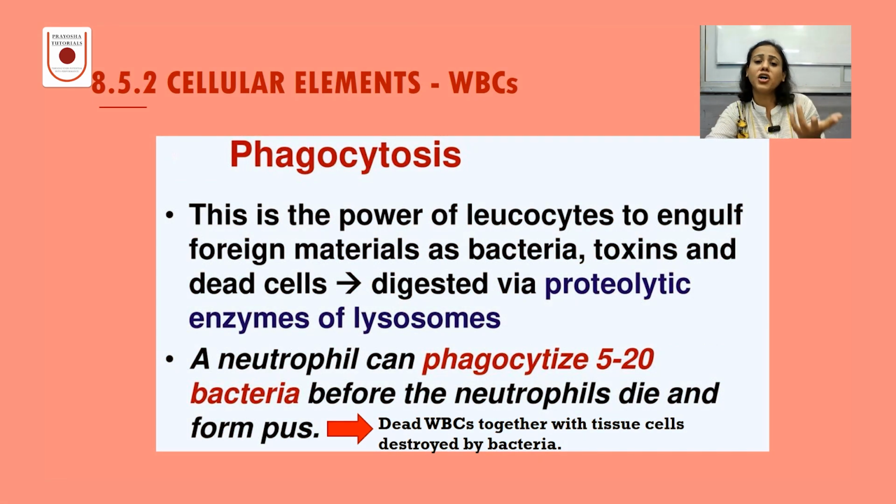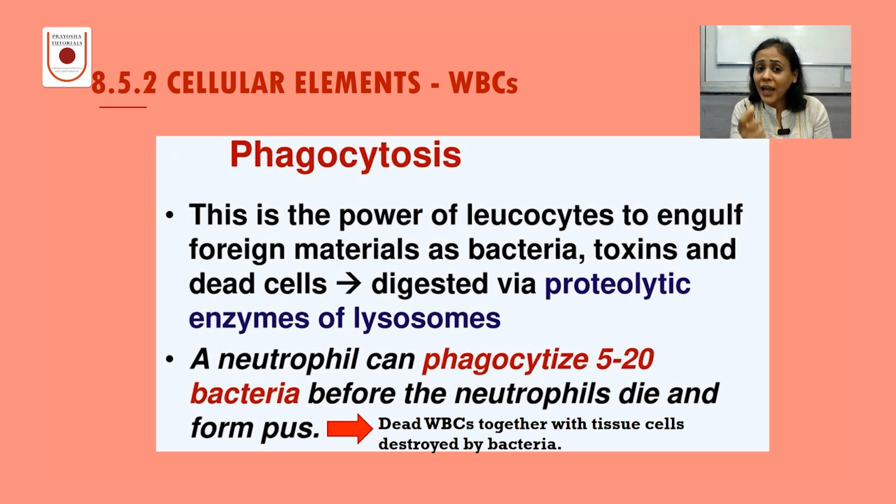Now, what is the main function of WBC? Phagocytosis. Now, they are the soldiers of your body. So they are having the power to engulf the foreign material like your bacteria, toxins, any dead cells, and they are going to digest it with the proteolytic enzymes of your lysosomes, which we have studied in your first chapter, cell chapter. Those are the cell organelles present in the WBCs which are helping in phagocytosis.